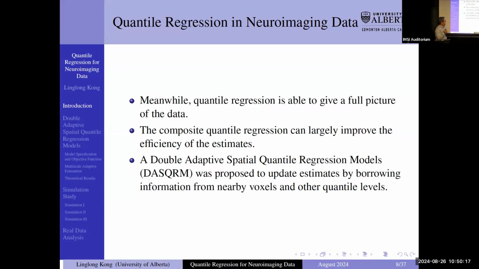Therefore, in this project, we propose a double adaptive spatial quantile regression model. For this method, we update our estimate by borrowing information from nearby voxels, and in addition, we also borrow information from nearby quantile levels. So our underlying assumption is that the response changes with covariates piecewise constant or piecewise smooth at the voxel level, and also piecewise continuous in terms of the quantile level. That's our underlying assumption.